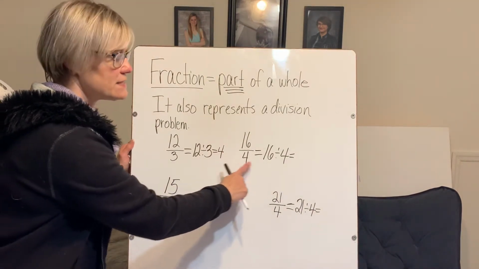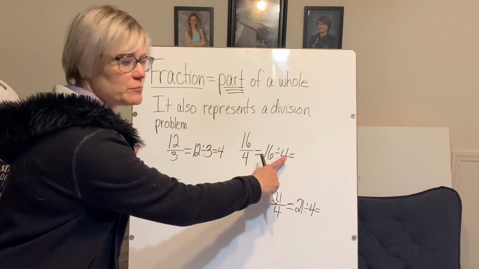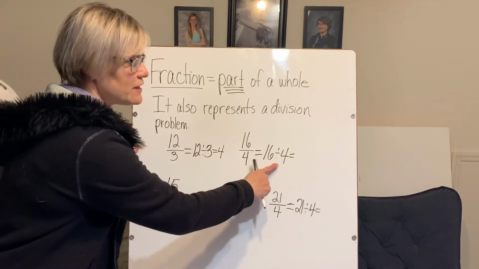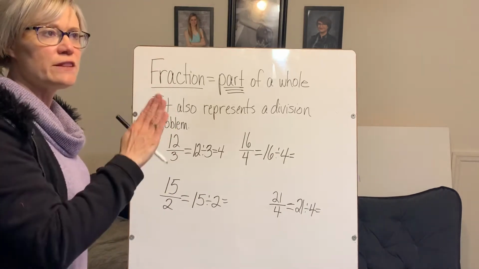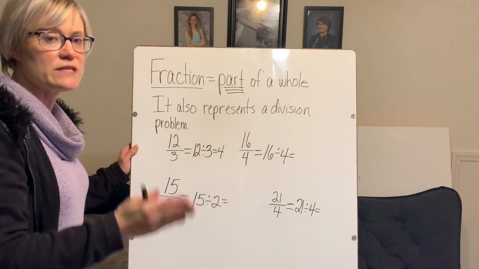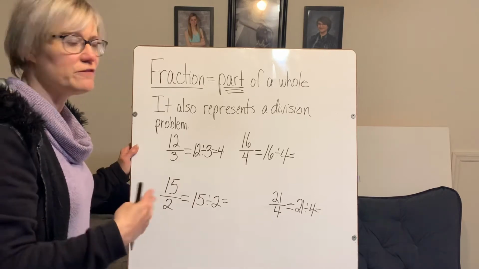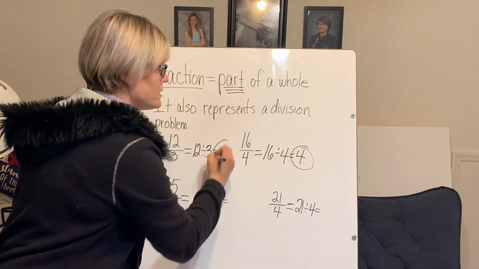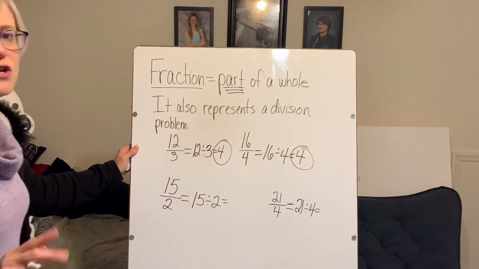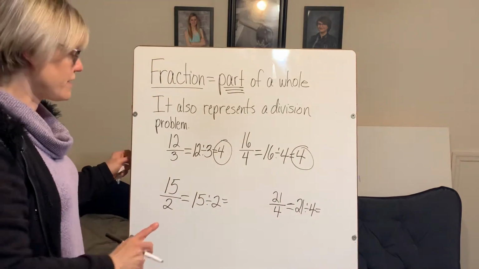So 16/4 is the same thing as saying 16 divided by 4. Well, 16 divided by 4 is a basic fact. I know that there's another number I can multiply times 4 to get 16. So that's part of a fact family. So that would be 4. Again, it's a whole number. There's no remainder with that.